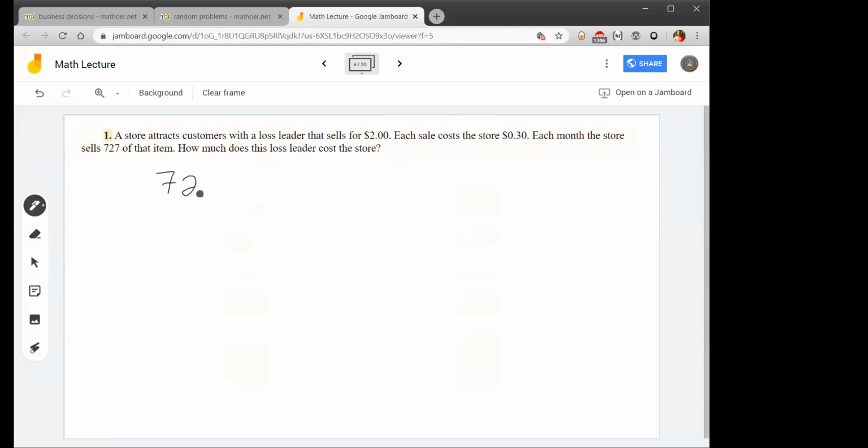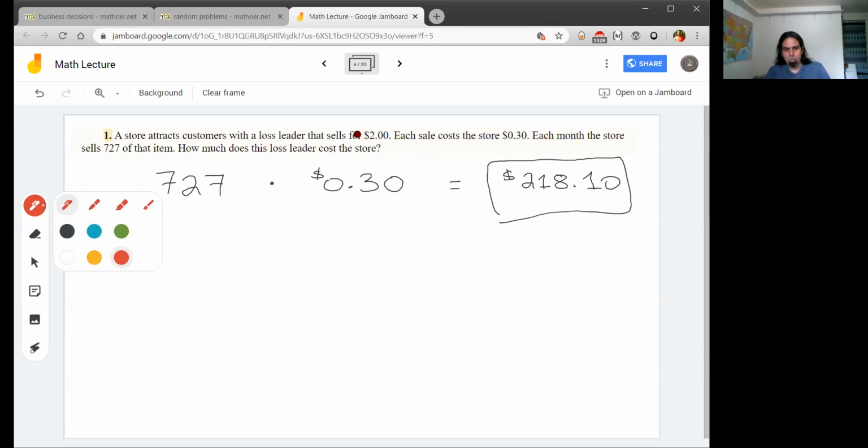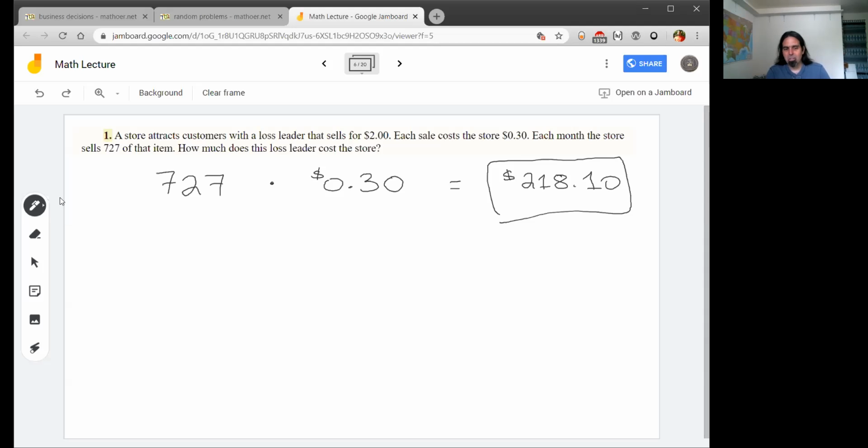727 times 0.30. So 218.10. So this here was a red herring, right? You don't need that one. I love it when math problems do that. They toss all these other things in there and you don't really need them. So good job not being tricked.